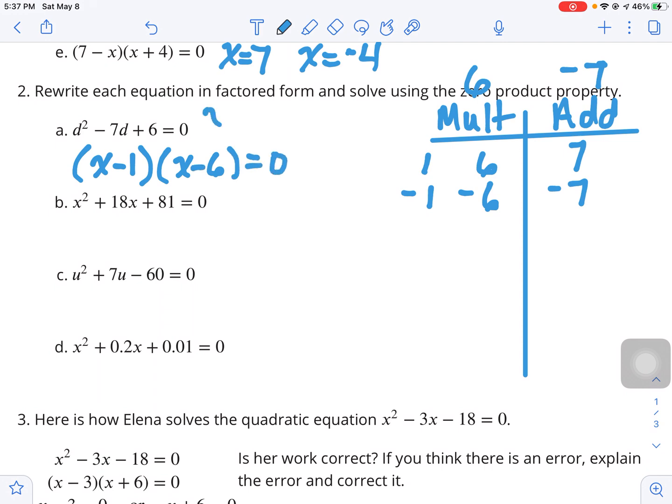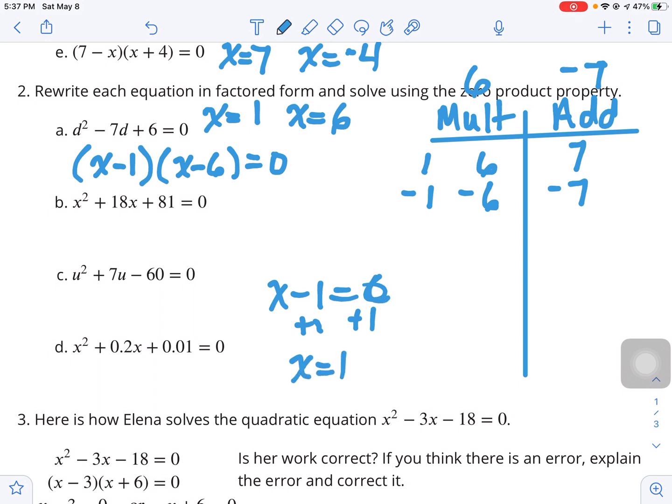And that tells me that x has to equal 1 or 6. Either one of those values, because if I put x minus 1 equal to 0, I'd add 1 to both sides, and I would get x equal to 1. And if I do the other, x minus 6 equal to 0, I would add 6 to both sides, and I would get x equal to 6. So here it is in factored form, and here are my solutions for 2a.